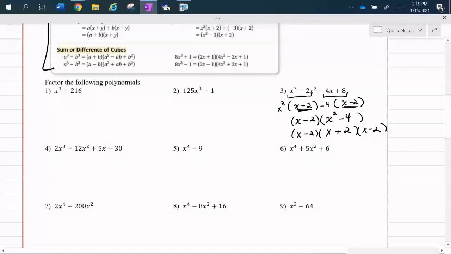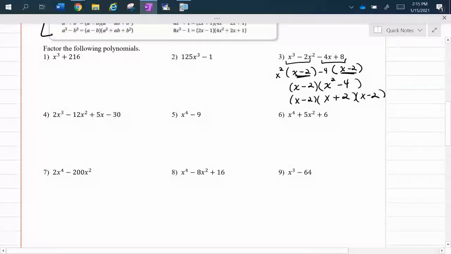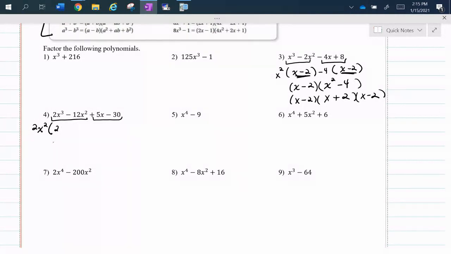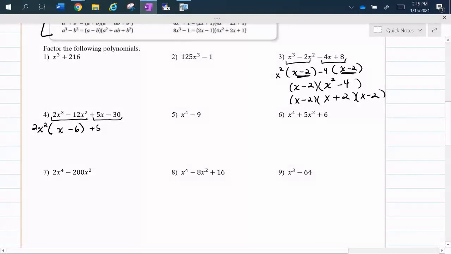Okay, so we can do number 4 also. Number 4 is exactly the same. We have 4 terms with no GCF, so I'm going to make 2 groups. The first group has a greatest common factor of x squared, so I'm going to take out an x squared. For the second term, I'm going to take out a 2x squared. When I take out a 2x squared, I'm left with x minus 6. And then I'm going to take out a 5 from the last group. When I take out a 5, I'm left with x minus 6.